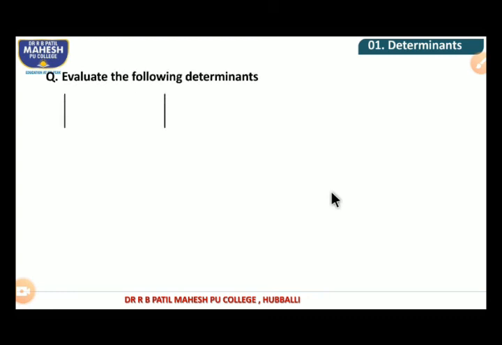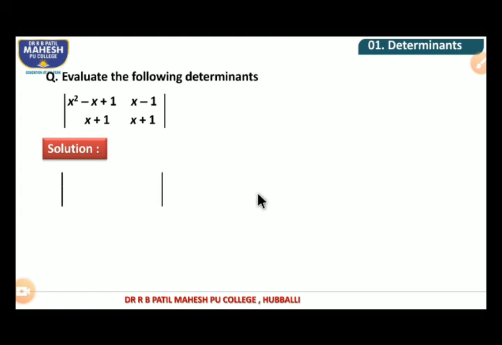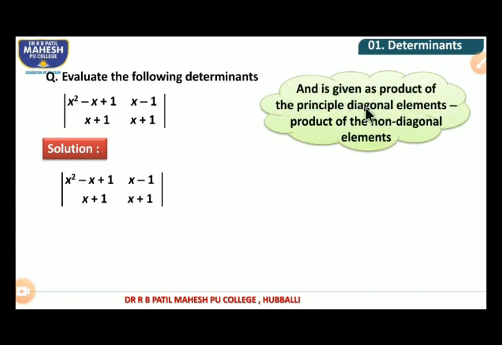One more example. Evaluate the following determinant: x square minus x plus 1, x minus 1, x plus 1 and x plus 1. So we can find out the value of the determinant. Carefully we can do the process here, because it is one whole term, and it is one term, it is one term and it is one term, so we have to multiply carefully. So consider the determinant now. First we should take the rule here, again the multiplication of these principal diagonal elements.